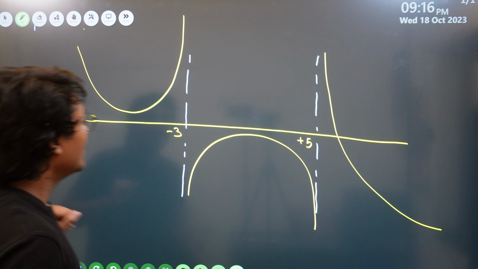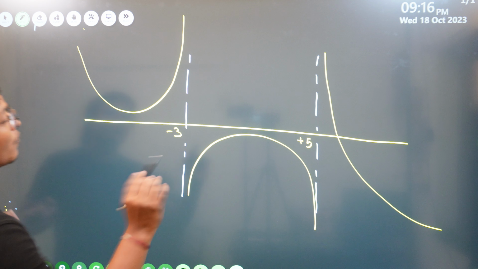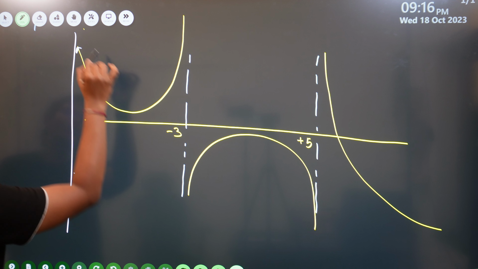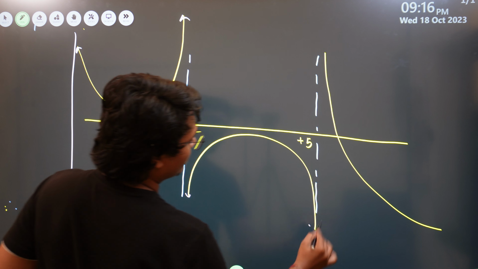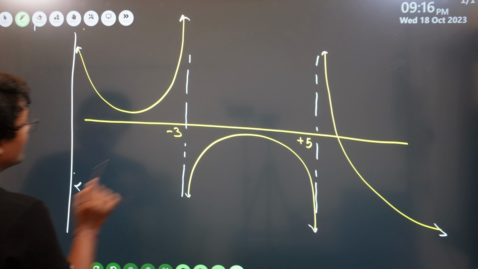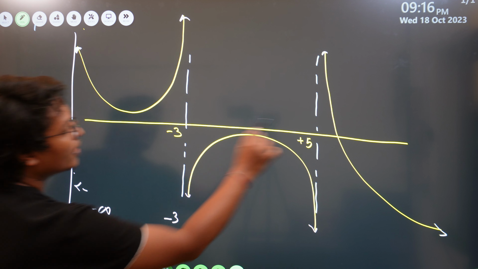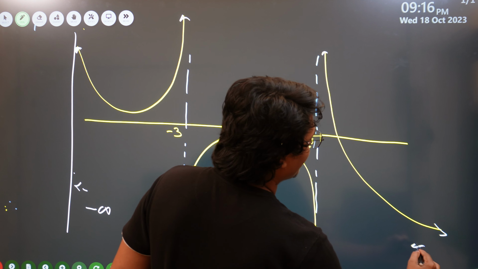Now, if I have to write down the domain of this function, what will I do? I will always start from the left side. Everywhere the arrow is given. Now, see, it is starting from negative infinity till -3, and here +5 and then positive infinity. But here it is discontinuous. So my domain will be x belongs to real numbers minus -3 and 0.5.